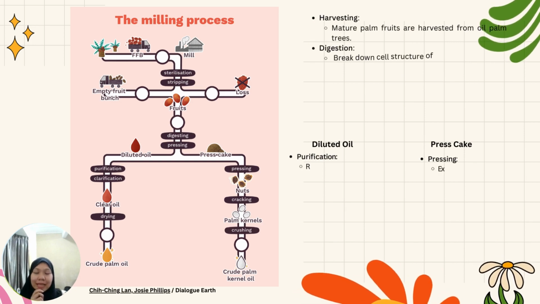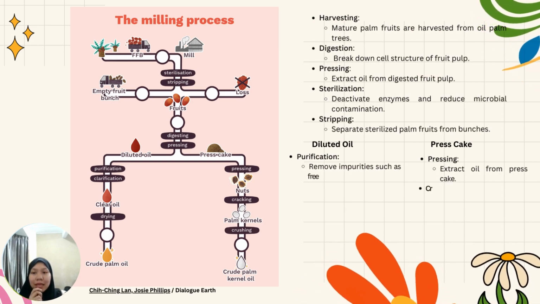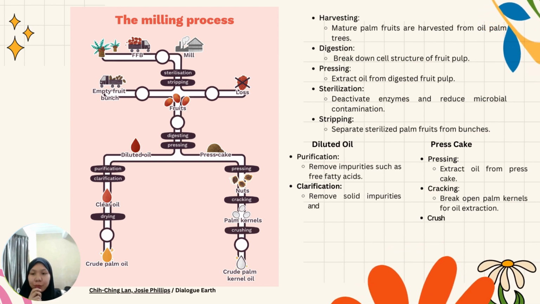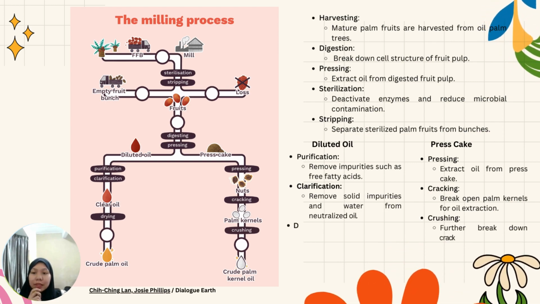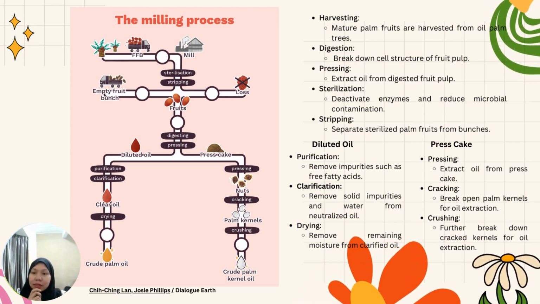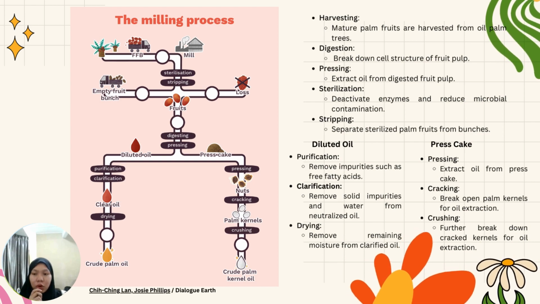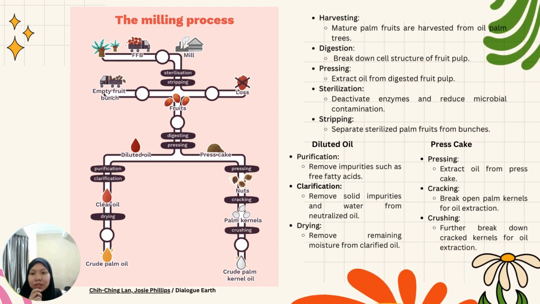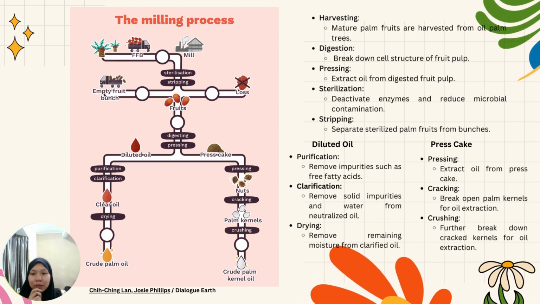The process for the diluted oil. The purification process aims to remove impurities such as fatty acids, phospholipids, and other non-triglyceride components from the diluted oil. Purification typically involves mixing the diluted oil with an alkaline solution in a reaction vessel. This is where the diluted oil is mixed with the alkaline solution to neutralize the fatty acids present in the oil. This reaction forms soap, which can be easily separated from the oil.